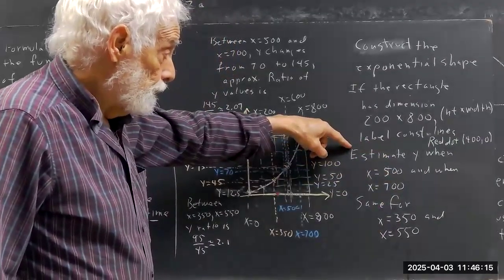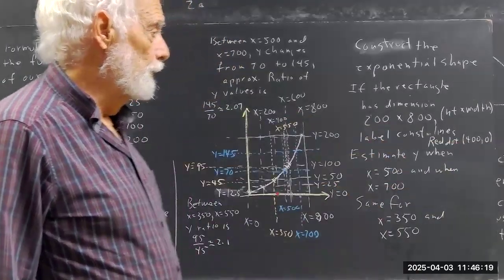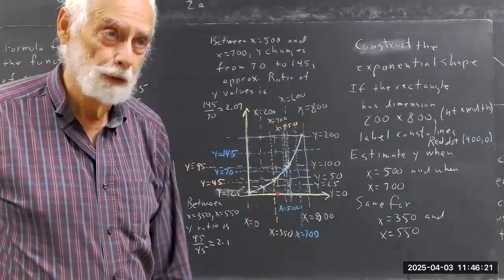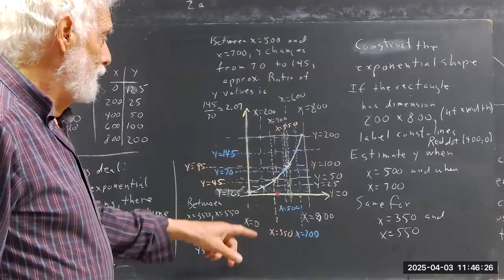Okay. So I was happy with that. So the red dots are 400, 0. So I said label the construction lines. Well, I'm not going to go over labeling the construction lines. I mean, yeah, real quickly.